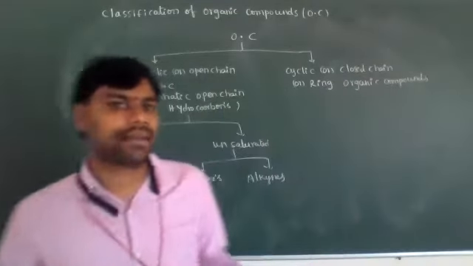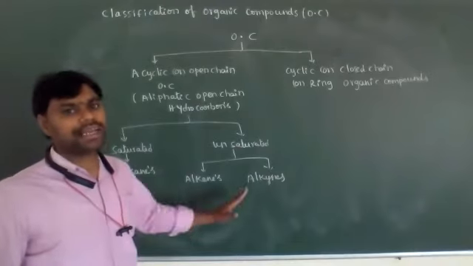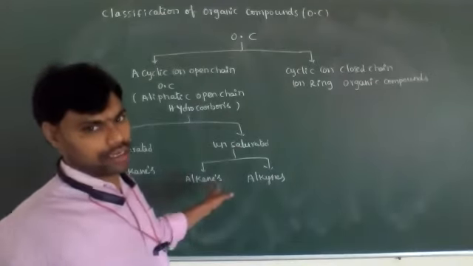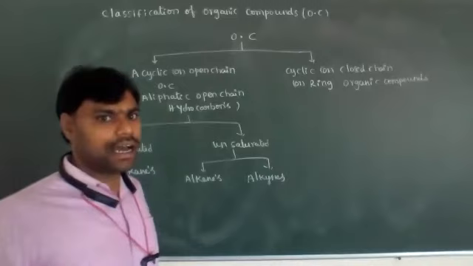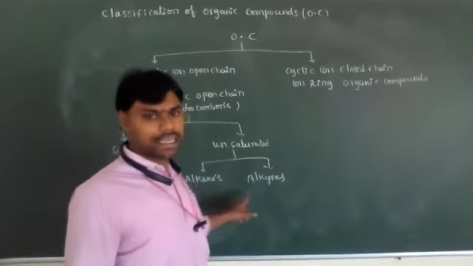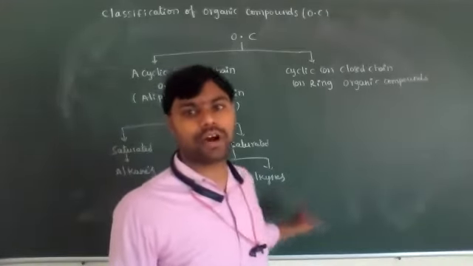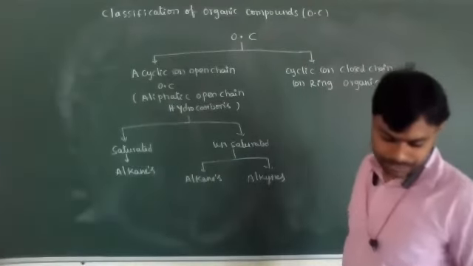Alkanes means carbon and carbon having only single bonds. Alkenes means they have a double bond. At least one double bond containing hydrocarbons are called alkenes. And alkynes means triple bond containing compounds. Okay.